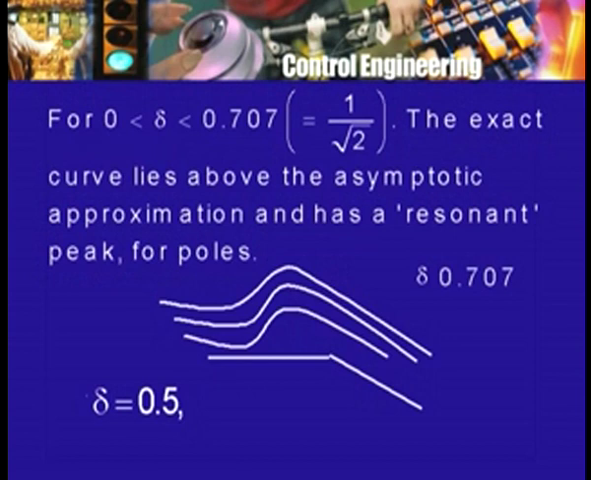And for one more reason, because in practice you will not use a value of delta which is very small. And why is that so? Delta is called the damping coefficient or the damping ratio. And why is it called that? Because when this delta is less than 1, that is, you have a pair of complex poles, the system response has an oscillatory component. The transient response has an oscillatory component.